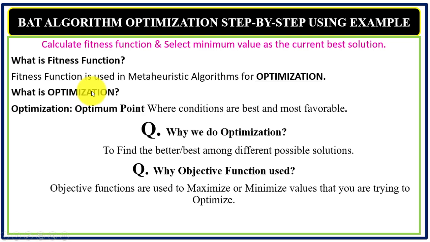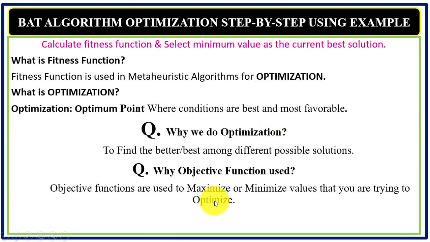Now step 2 is we will compute the fitness value for each bat. So how can we compute the fitness value? Using an objective function. You can see here we have the fitness function in the meta-heuristic algorithm for optimization, and as we already did in other videos, what is optimization? That is the optimum point where conditions are best and the most favorable. So we will compute the fitness function, and after that we will select the minimum value as the current best solution. So why are we doing optimization here? To find the best among all.